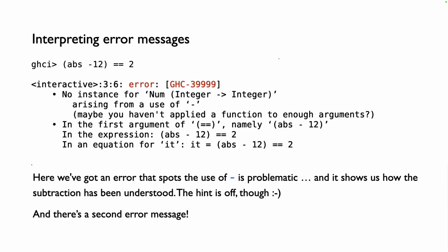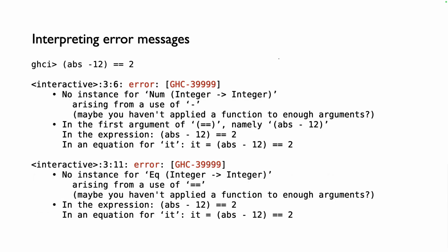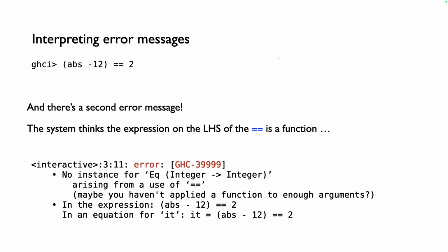But in fact, I've shown you the first error message. There is indeed a second error message here, which says no instance for EQ, integer to integer. And that's saying I can't compare functions from integer to integer for equality. And that's because, again, the system thinks the expression on the left-hand side of the equal sign is a function. The problem we had before. So sometimes half the information is useful, half the information isn't.